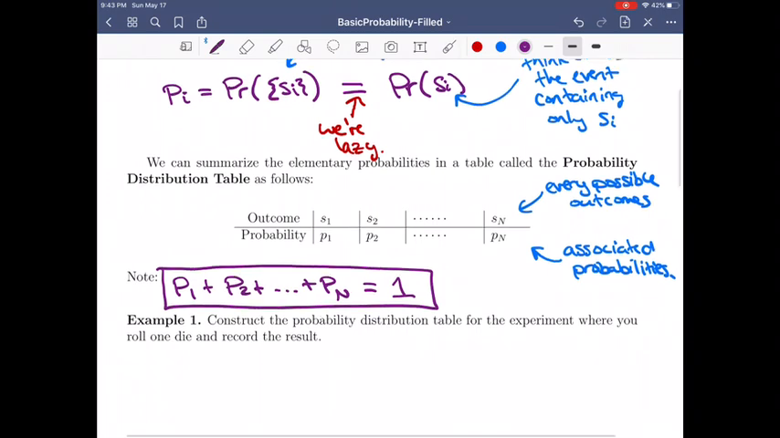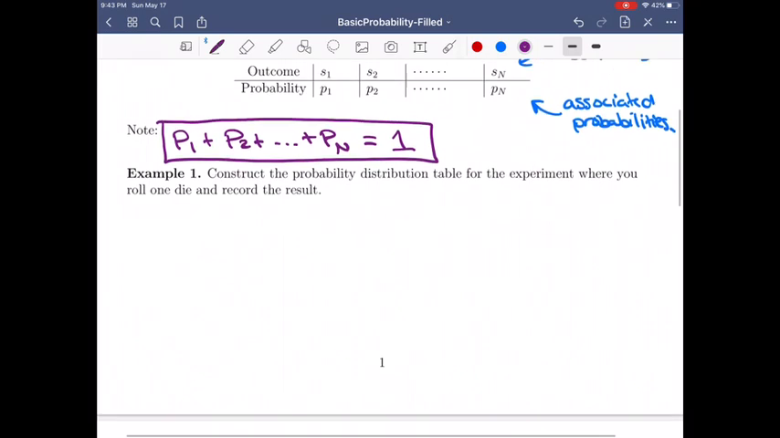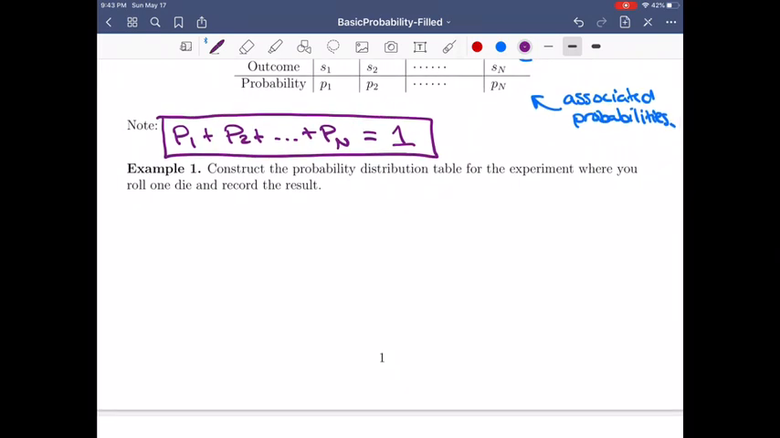Now let's construct one, a very basic one. And again, I'm relying on your intuition here for the probabilities, but I think that should be okay. So the experiment is where we roll a single die and record the result. That's our experiment. So we want to have outcomes.